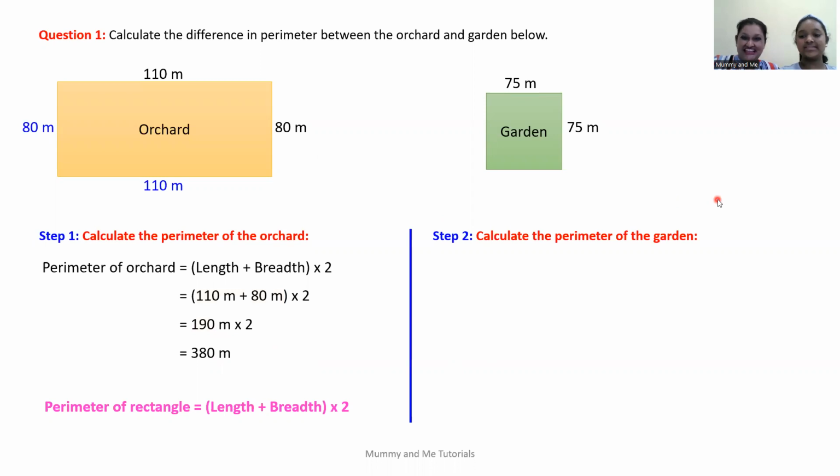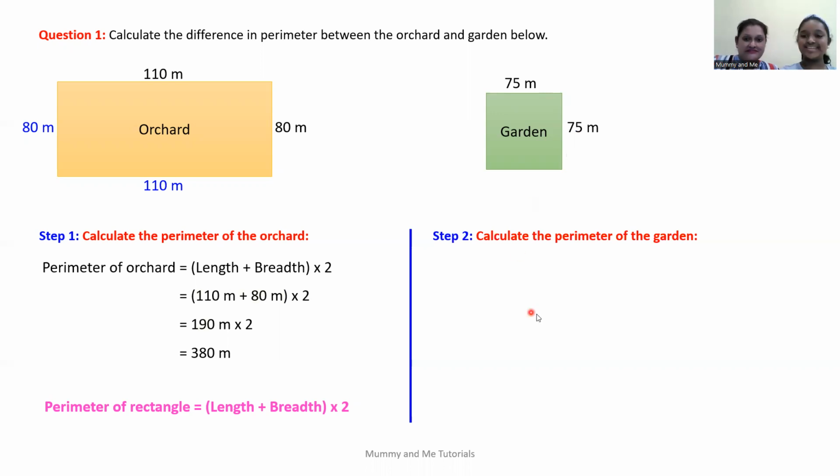So what's our second step? The second step is to calculate the perimeter of the garden. But this garden is a square, am I right? Yes, you're correct. How do we know it's a square? We know that this garden is a square because both of these sides are equal to 75 meters. So when both sides are the same, like in this case, 75 meters, we know that it's a square.